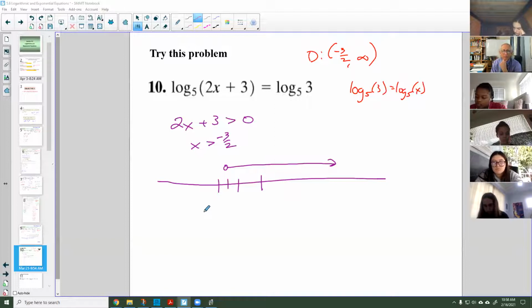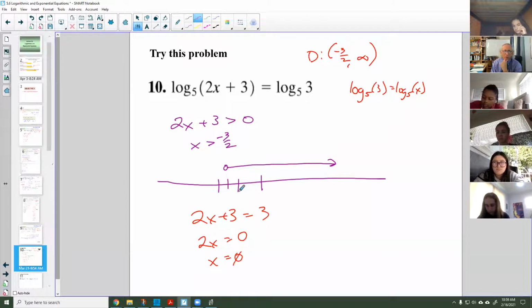That's going to be just putting it as 2x plus 3 is equal to 3. 2x plus 3 is equal to 3, and we'll subtract 3 from both sides. So that gives me 2x is equal to 0, x is equal to 0, and that fits in our domain, doesn't it? It does. So I think our answer is x equals 0.